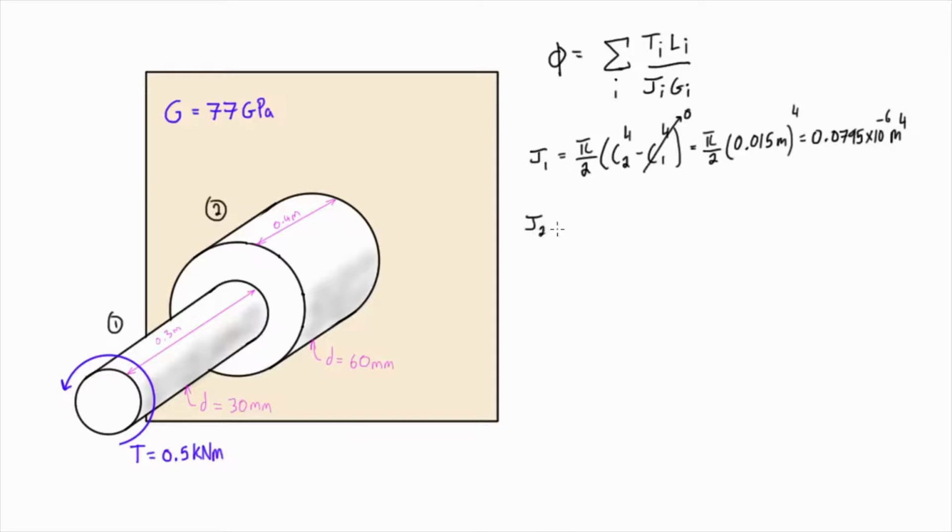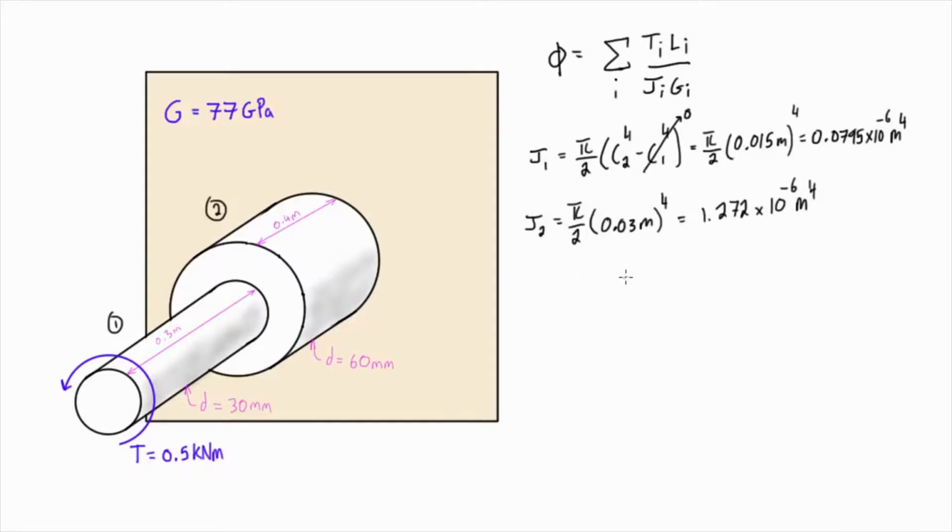For J2, we'll take the polar moment of inertia for section 2. We have pi over 2. It's a solid member, so we know that c1 is going to be 0, so we'll have just c2, which is the radius, 30 millimeters, so we'll put that into meters, 0.03 meters to the power of 4, and that's going to give us 1.272 times 10 to the minus 6 meters to the power of 4.